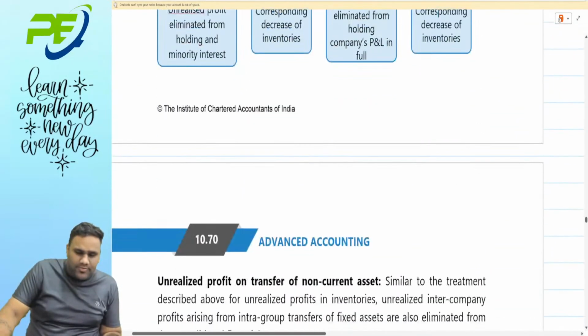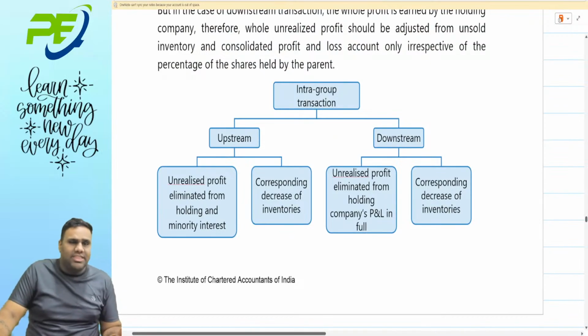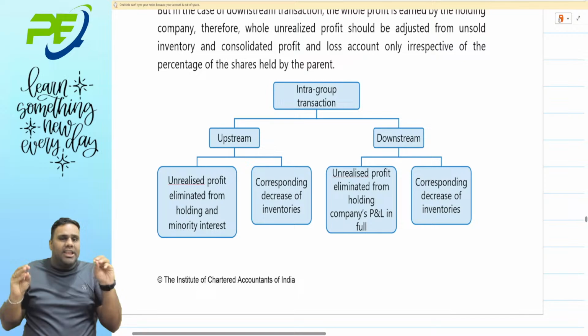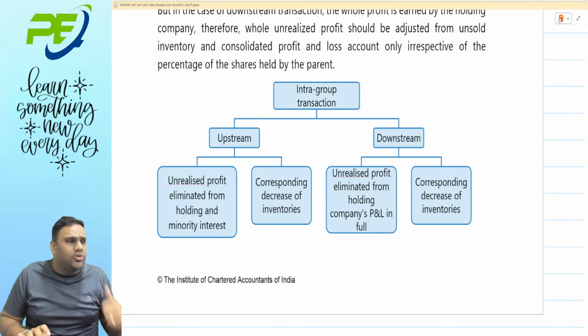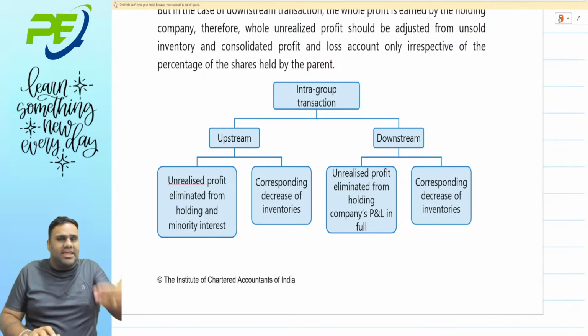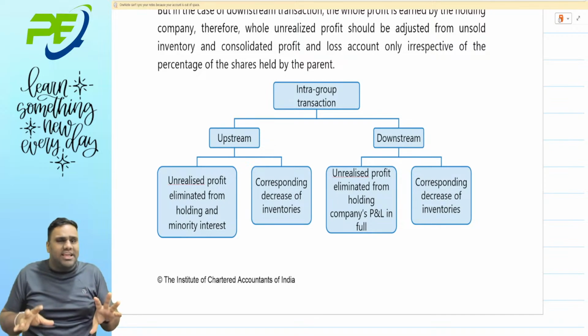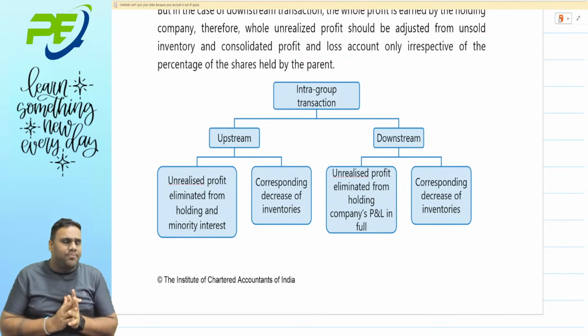Okay, so now we will discuss intra-group transactions. It is possible that holding has sold goods to the subsidiary, or the subsidiary has sold goods to holding. These are called intra-group transactions. This transaction happens within the group, everyone.